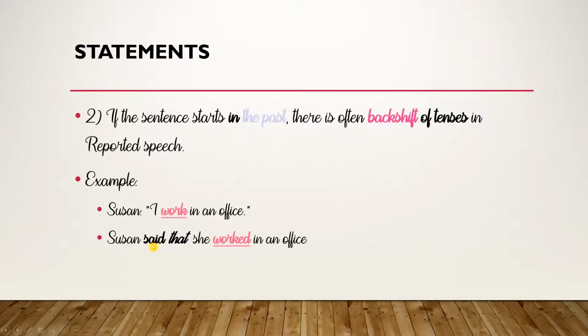So if it is in the past, the verb must change. So we changed from present to past. Said that she, so it's not me, we don't want to say I. So she worked in an office. We use she because it's Susan. These are the words of Susan. I hope that this is clear. So it depends on the backshift of tense, it depends on the tense that we have in a sentence.